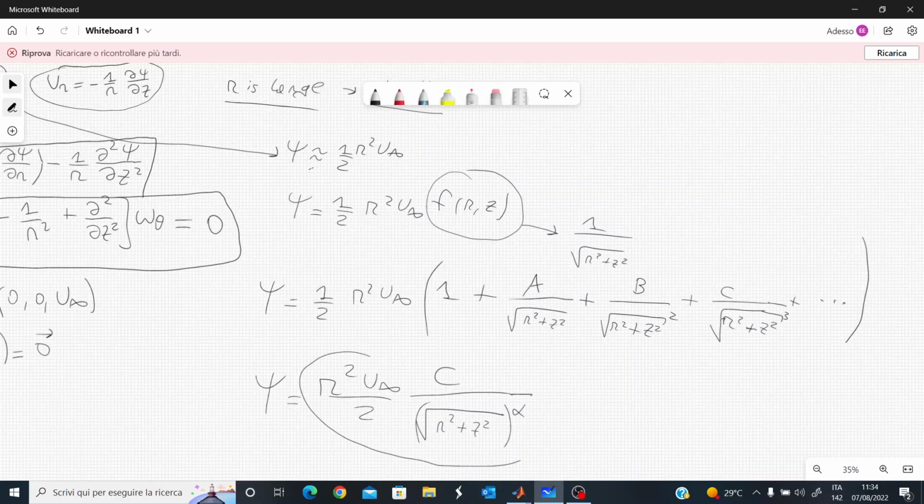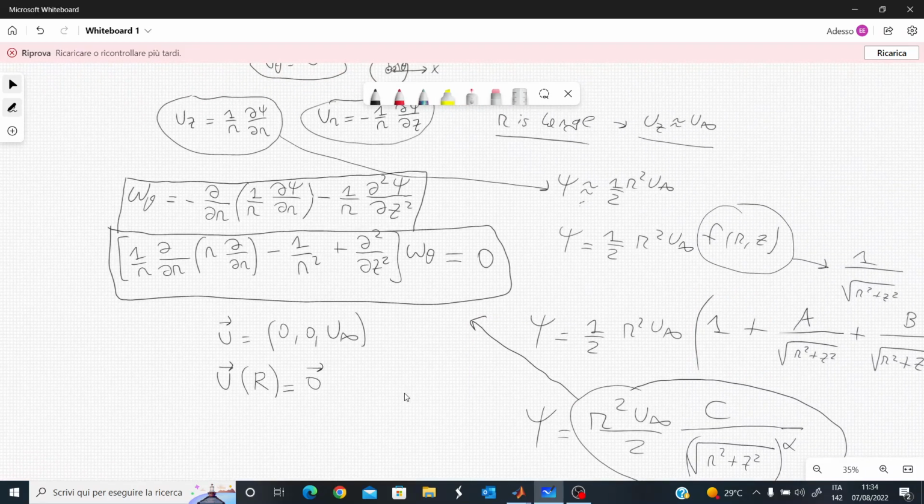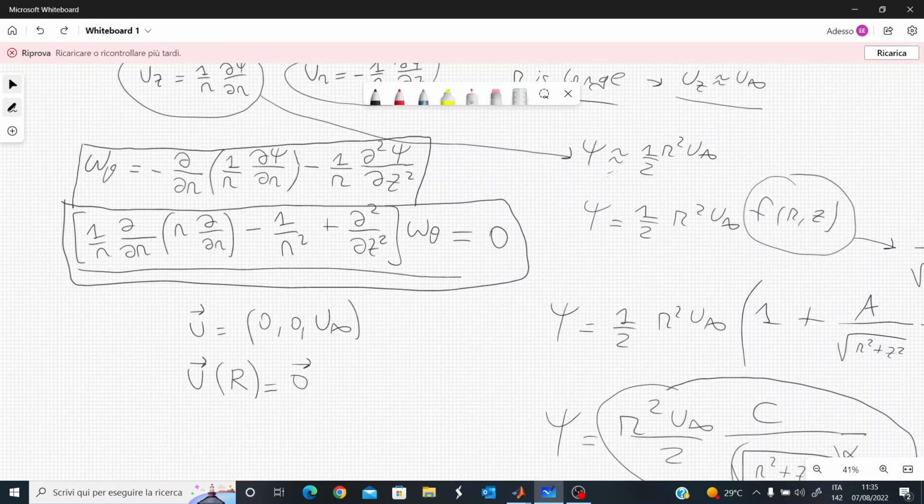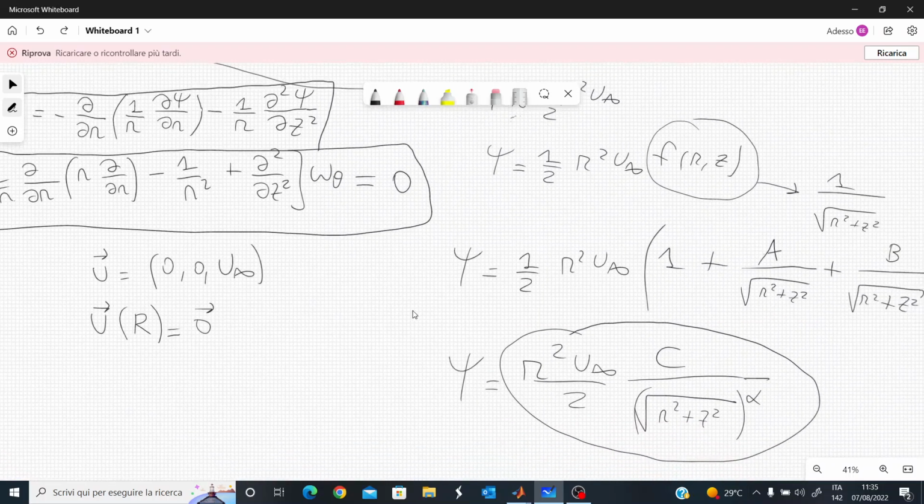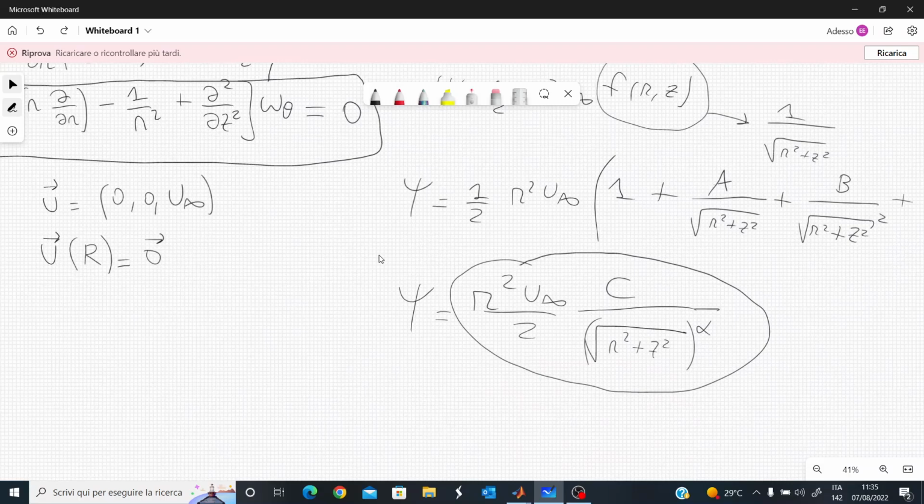So we have to put this solution, this expression, into the differential equation for psi. The differential equation that we want to solve is this one, where instead of omega theta, we have to think of this other differential expression. So we get in total a differential equation for psi.